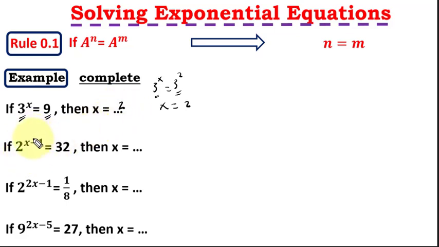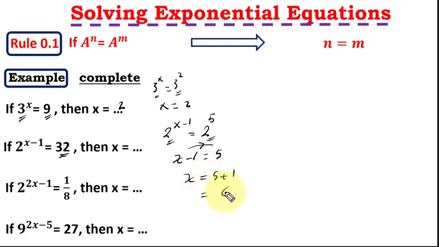Second, 2 raised to the power x minus 1 equals 32. We can write 32 as 2 raised to the power 5. We studied before the exponential form of 32. We will get that 2 raised to the power x minus 1 equals 2 raised to the power 5. We have the same base, then just equate the two powers. x minus 1 equals 5. To find the value of x, just move -1 to the other side to be added. x equals 5 plus 1, then x equals 6. The value of x equals 6.